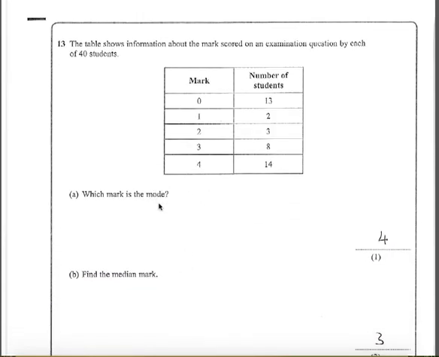The mode is the most common number. The most common mark was 4. 14 students got 4. The median is the mark of the middle person. So if I've got 40 students, the middle person is going to be the 20th. So 13 students got 0, and then another 2, so now I've allocated 15 students, and then another 3, so now I've got 18 students accounted for. So the 20th student is going to be somewhere into this group here. It's going to be about 2 pupils in to these 8. So the 20th student will be one of these people who scored 3 marks.